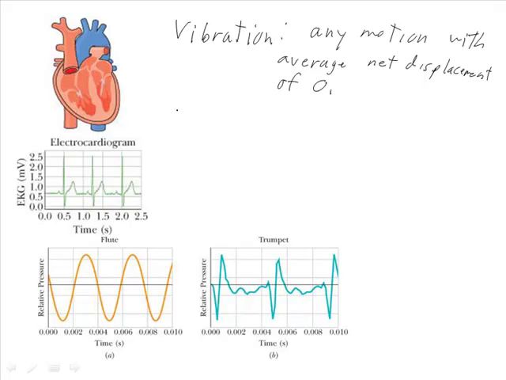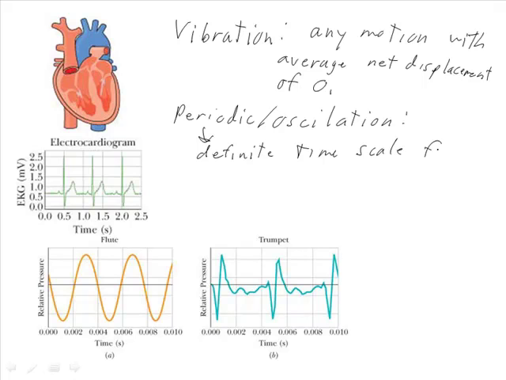Okay, then periodic and oscillation. Okay, so periodic just means that there's a very definite period, definite time scale for repeated motion. So what you see here are three different cases of periodic motion. On a very definite time scale, the motion essentially repeats itself.